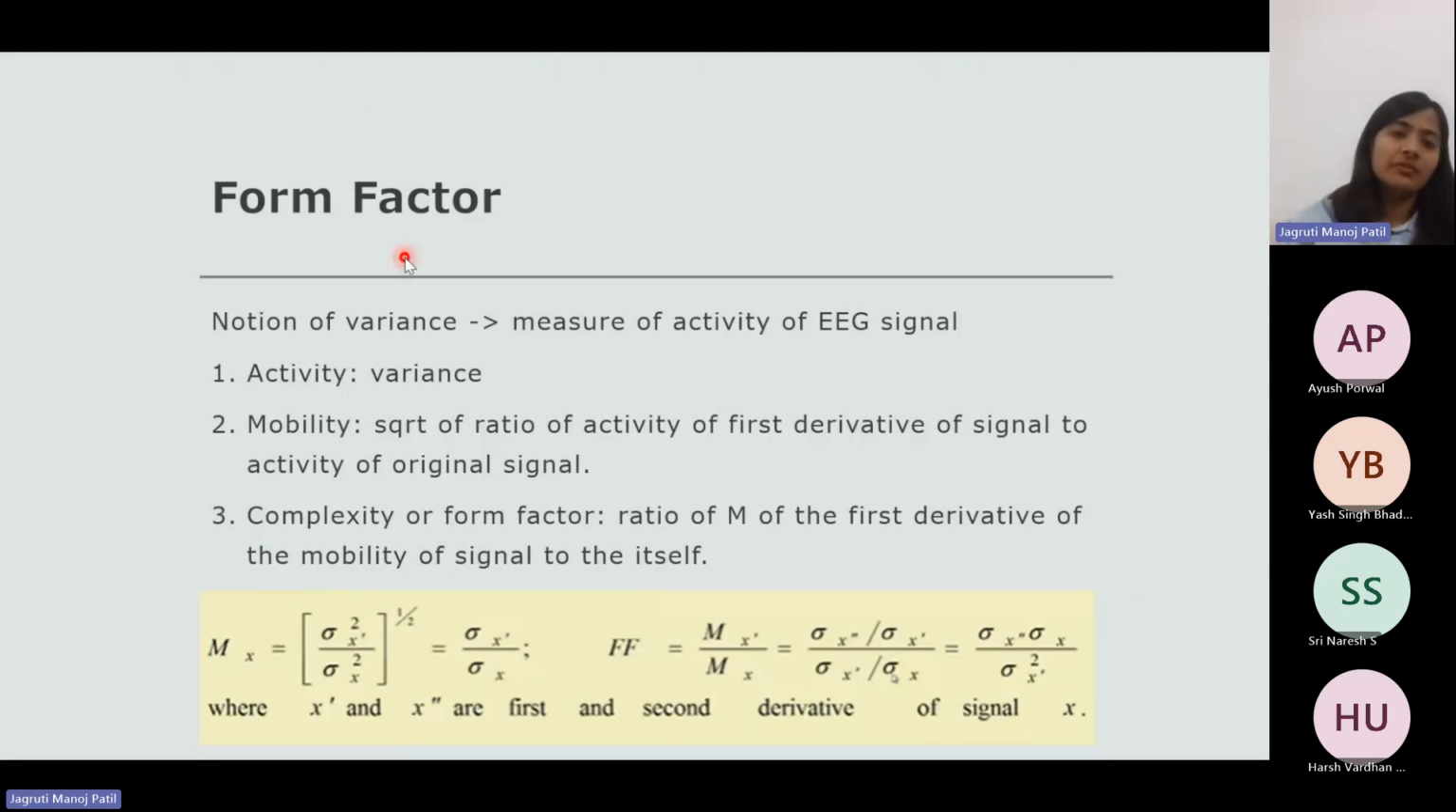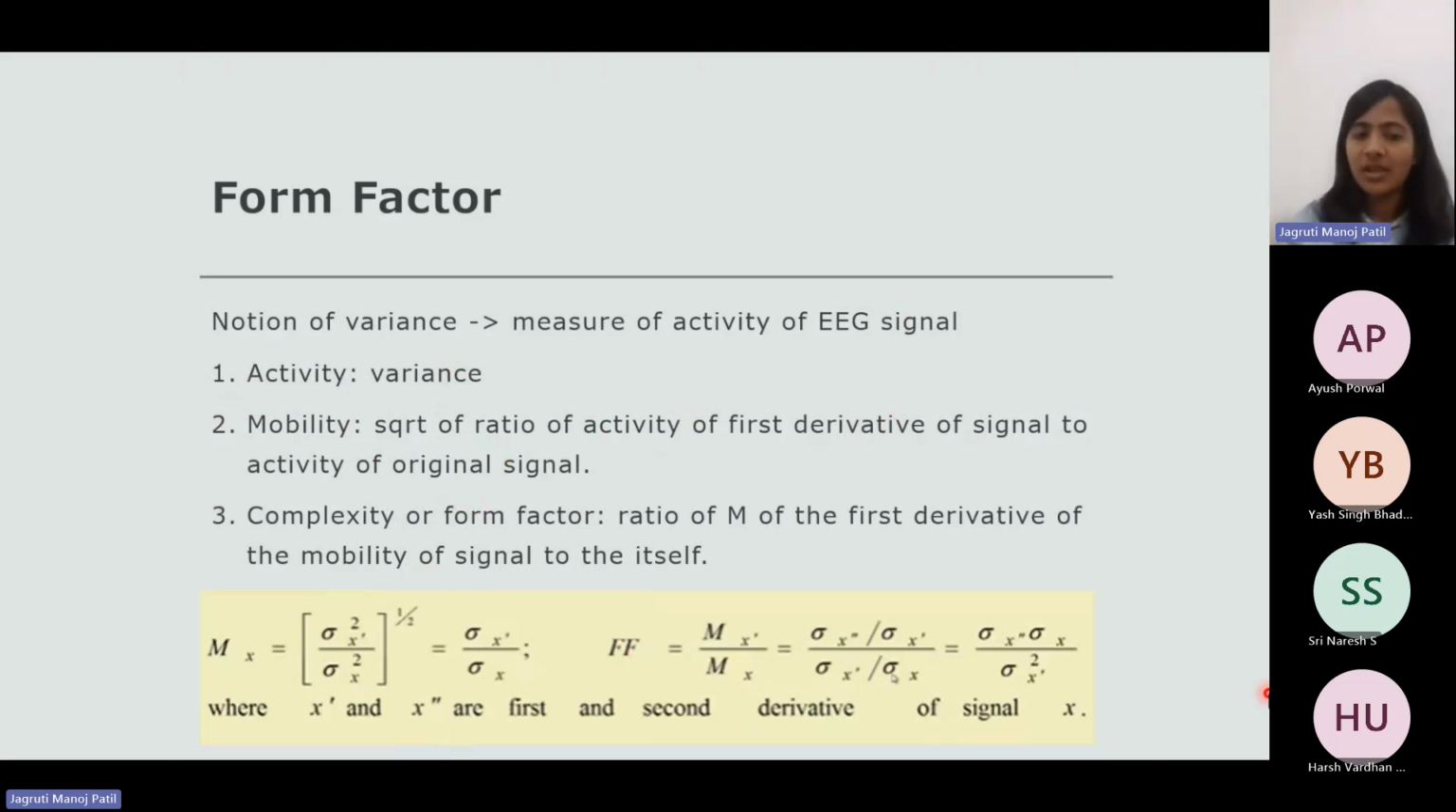But the notion here is essentially how well you are able to differentiate a system from another system, how well you are able to make your system translatable. So here it's a notion of variance. It gives you a measure of the EEG activity. How do you measure activity? By the variance, which is the square of the standard deviation. Then there's another term, mobility. How do you measure mobility? By the square root of the ratio of the activity of the first derivative of the signal to the activity of the original signal. Then you find the complexity of the form factor, which is the ratio of the mobility of the first derivative of the signal to the mobility of the signal itself.